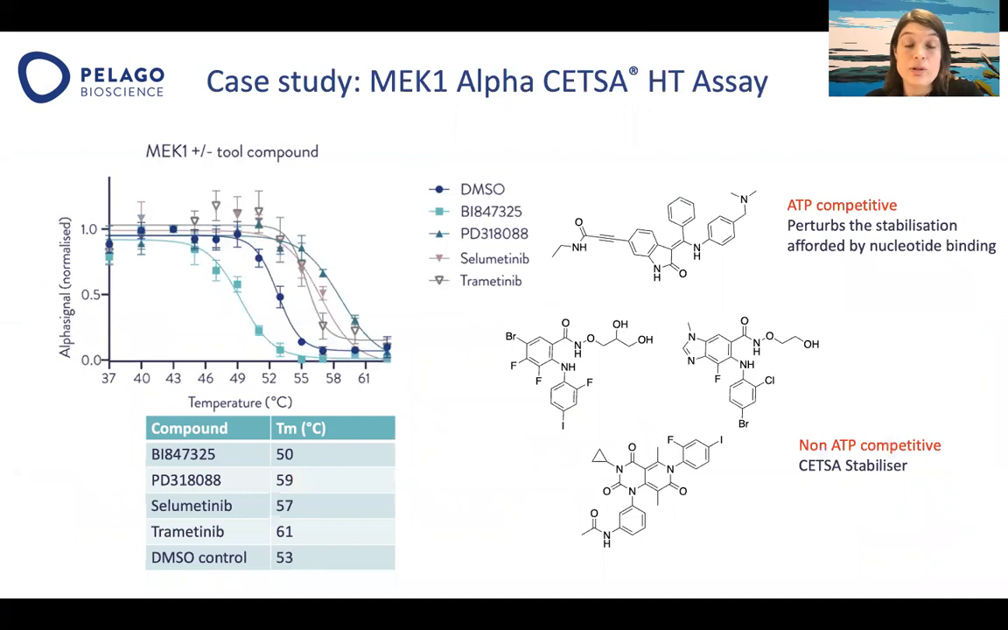We have also looked in a study at Pelago on MEK1. And in this set, we have profiled a number of known MEK1 inhibitors, and that has been both compounds that bind to the ATP pocket, so they are ATP competitive, and also some allosteric compounds. And quite interestingly, the ATP compounds destabilized MEK1, whereas the allosteric were all stabilizing MEK1.